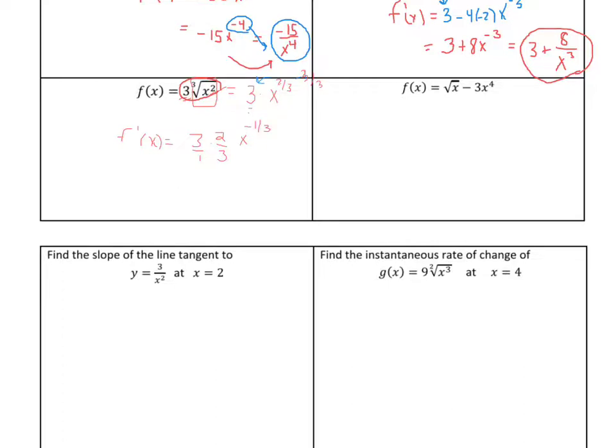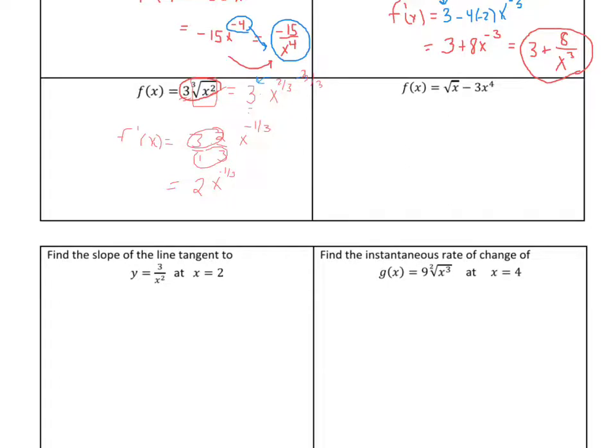Okay, we have a lot of cleaning up to do in this problem. This turns into 6/3. 6/3 is divided to get 2. And that's 2x to the -1/3 power. Now, there's still some cleaning up to do.